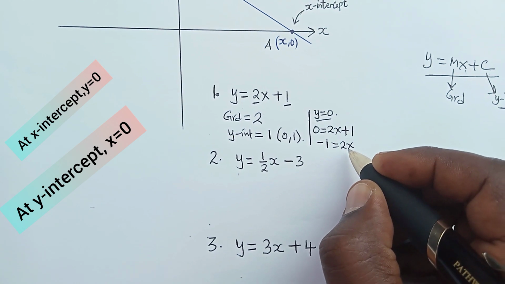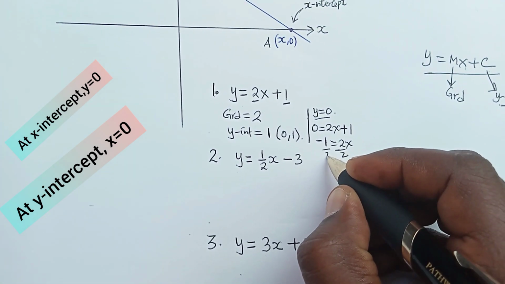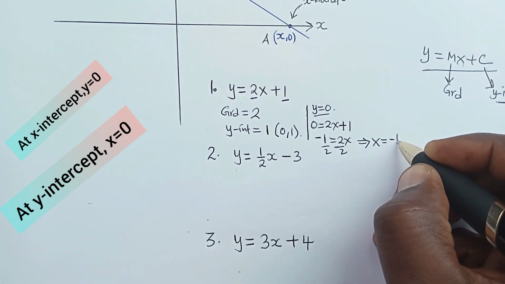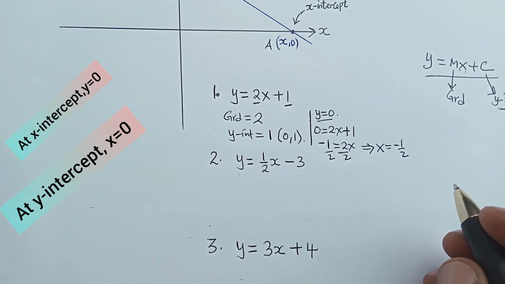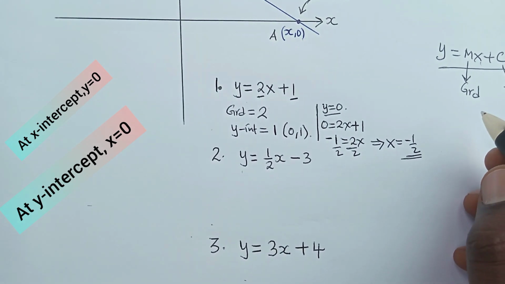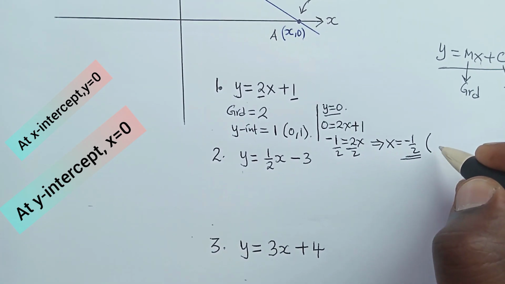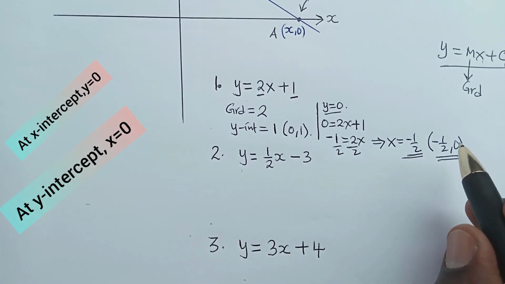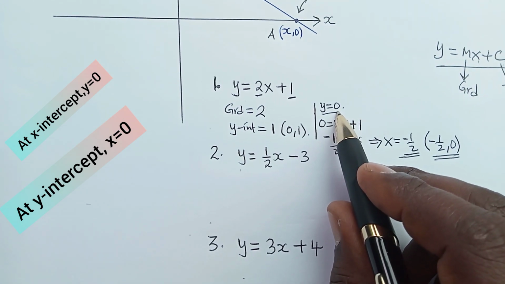And we now need the value of x by dividing this side by 2 and this side by 2. This implies that the value of x is negative a half. So the x-intercept here shall be negative a half. And therefore, we can write the coordinate as negative a half, 0. Remember, y is 0 at the x-intercept.